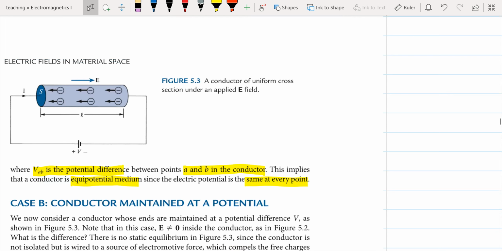And this is the last thing that you are saying, that VAB is the potential difference between A and B in the conductor. And this implies that a conductor is an equipotential medium, since the electric potential is the same at every point.